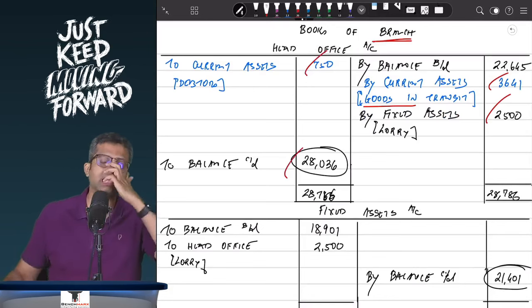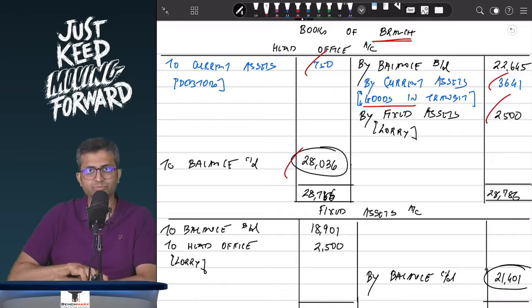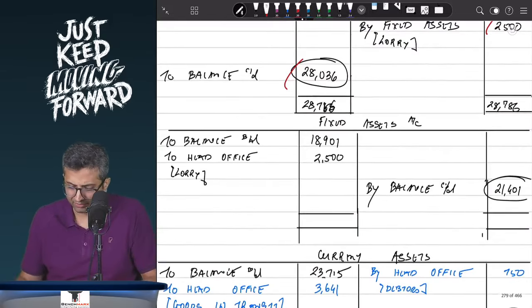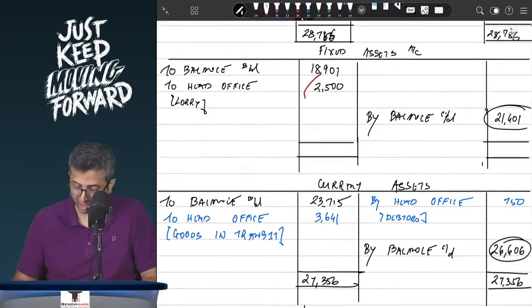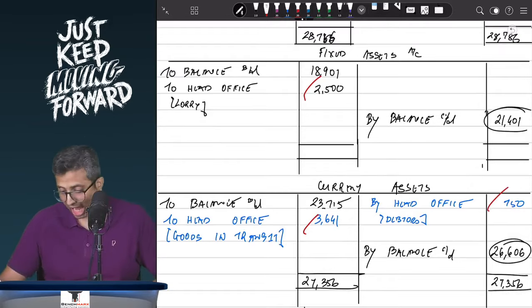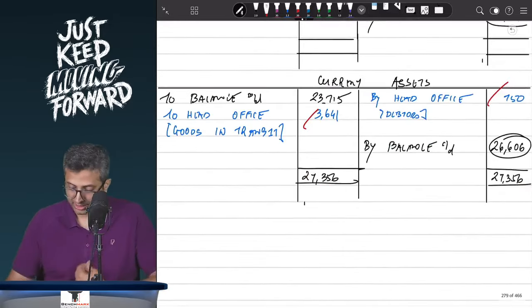These are ledgers of journals that you prepared in question 20. So this is a ledger effect. Now this will impact every other item, like you have fixed assets will increase by 2,500. Current assets will first increase by 3641 for goods in transit and reduce by 750 because money was collected from the debtors. And that's about it.